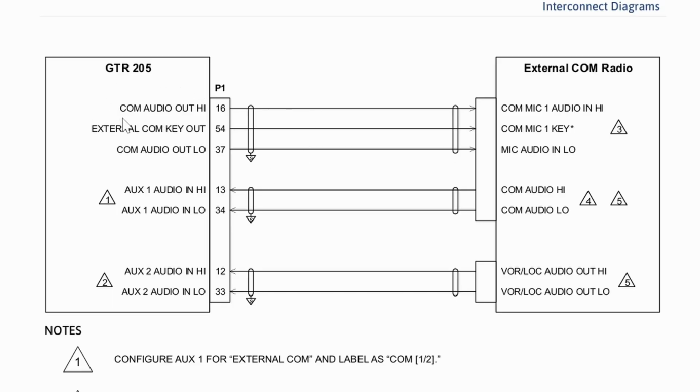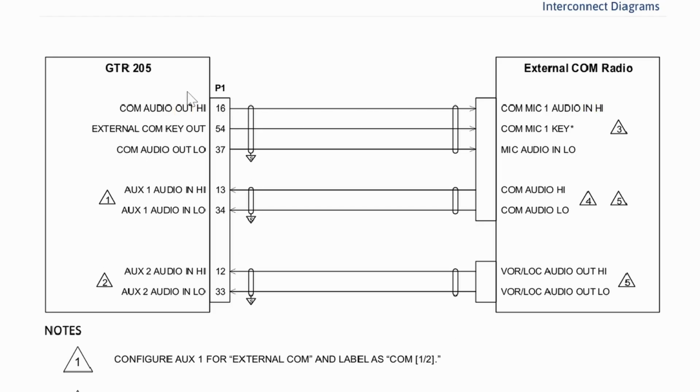You can see here on the left side, it's comm audio out high, external comm key out, comm audio out low, some aux audios and some aux audios. On the other side of the comm radio, you see the same thing. So whenever you're looking at these diagrams, you want to look for these pairs of comm audio outs and comm audio low inputs. See how the output of the Garmin goes to the input of the external radio. So that's just the pair, because the output of the GTR is going to the input of the external radio.